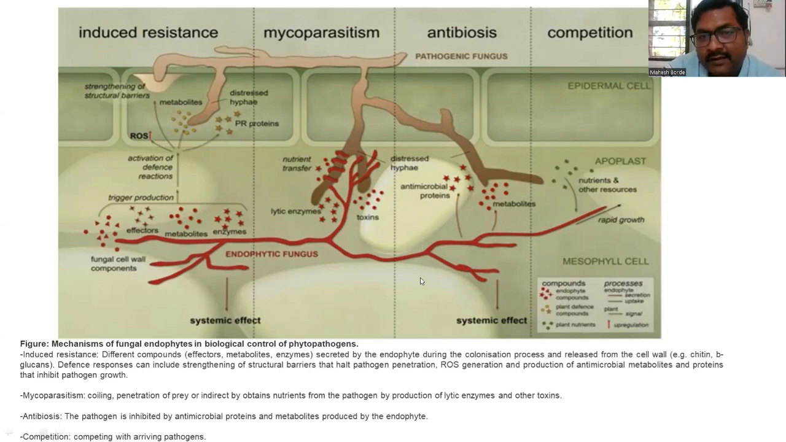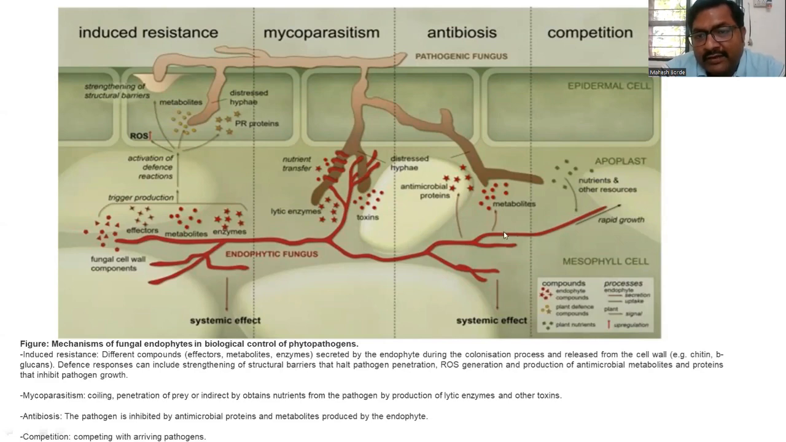The third one is that endophytic fungi produce antimicrobial proteins, metabolites or toxins like hydrogen cyanide, which inhibit the growth of the pathogenic fungi. And the fourth mechanism is competition.